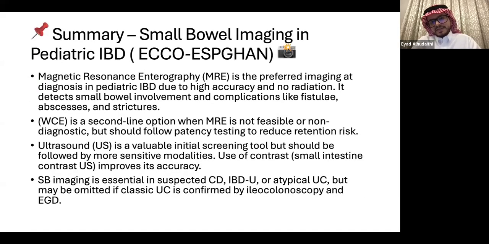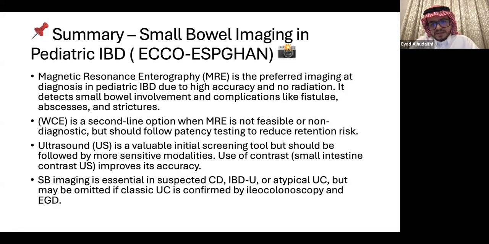So this is the latest consensus on the small bowel imaging in pediatric IBD, the ECCO-ESPGHAN. MRE is the preferred imaging at diagnosis in pediatric IBD due to high accuracy and no radiation. It detects small bowel involvement and complications like fistula, abscesses, and stricture. The wireless capsule endoscopy is a second-line option when MRE is not feasible or non-diagnostic, but should follow patency testing, the patency pill, to reduce retention risk.